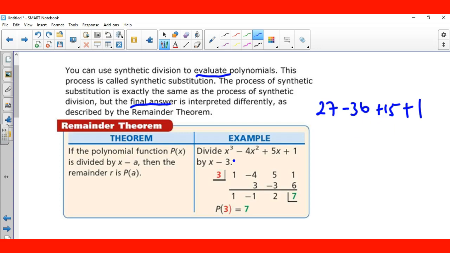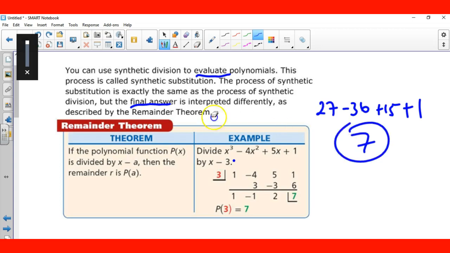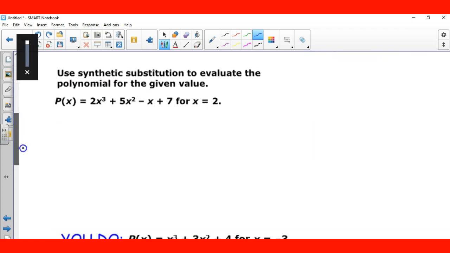Now, let me explain how to do it with synthetic division. With synthetic division, I want to show you with this example here.